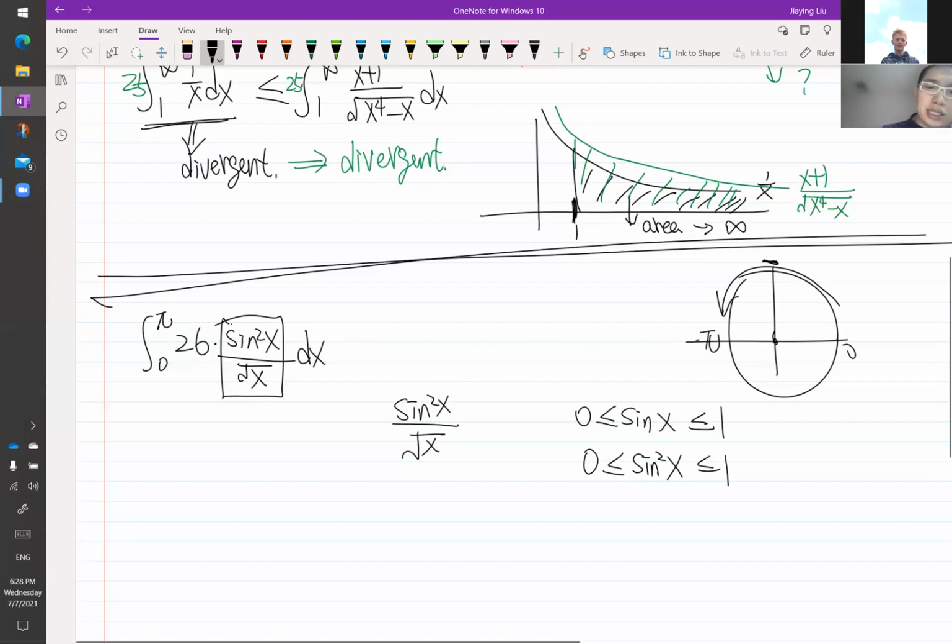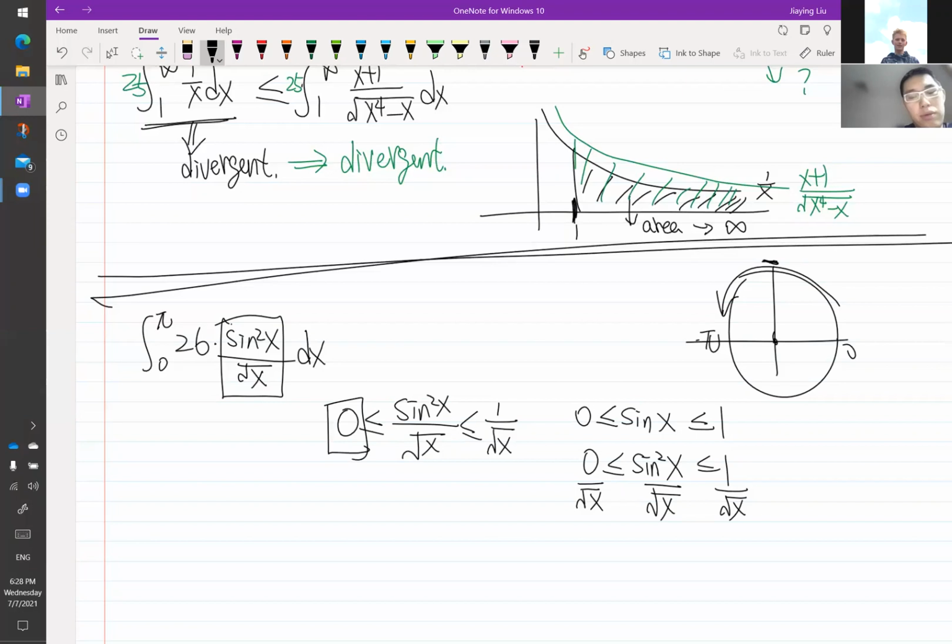So the function is bounded on either side. The idea is that we can directly divide by square root of x for all terms, and the middle expression is exactly the function we have. So sine squared x over square root of x is less than or equal to 1 over square root of x, and greater than or equal to 0 over square root of x, which is 0 for x from 0 to pi. With the 0, there's not much we can compare. If we integrate 0, that's just going to be 0, so it doesn't change. So that's actually convergent, right?